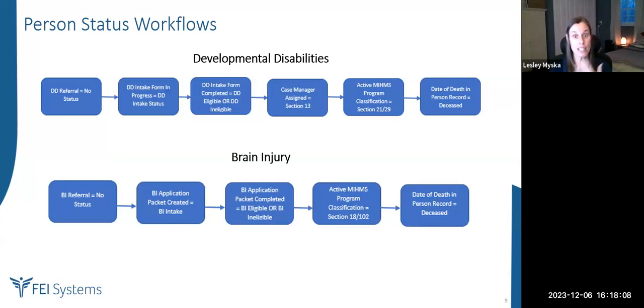If they are deemed eligible for developmental disability services, their status will update to DD eligible. If they were determined ineligible, they did not meet the criteria for developmental disability services, their person's status will update to reflect DD ineligible. I'm going to go with the happy path of they were found eligible. They were referred and they were found eligible. So we're going to keep going down that trajectory.